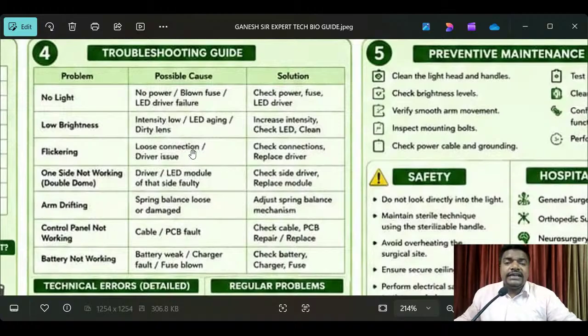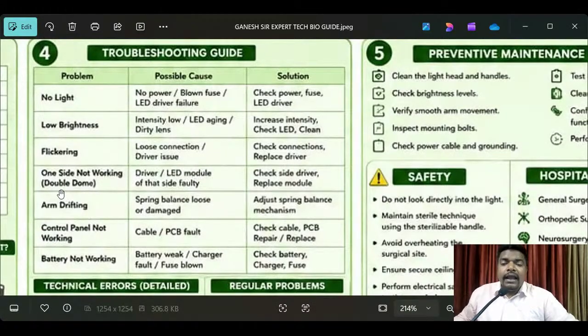There are also SMPS boards, and the driver may sometimes fail. We have to find out as technical biomedical engineers. So what to do then? Check connections and replace the driver. Listen carefully, we are in the operation theater. If you are a junior, you may not have any idea about this OT light. That's why, as a senior biomedical engineer, I'm giving instructions, so try to catch my points. It will definitely be very useful in your work area. Whenever you face the problem, only then do you come to know the value of the skills. Today I'm giving this information, and one day you will realize that Ganesh sir's live sessions are excellent.